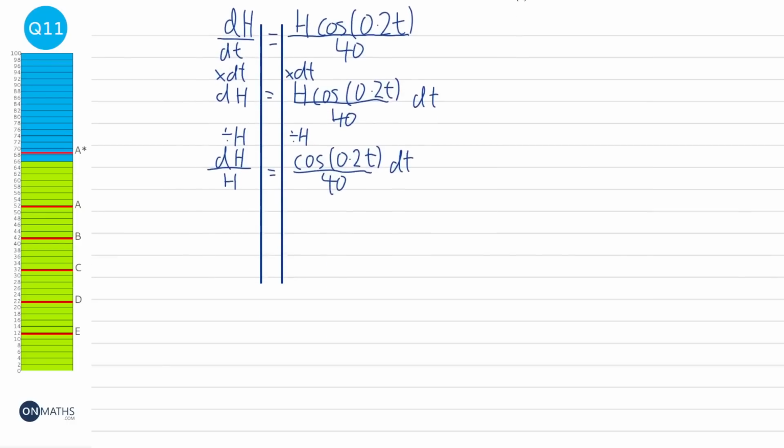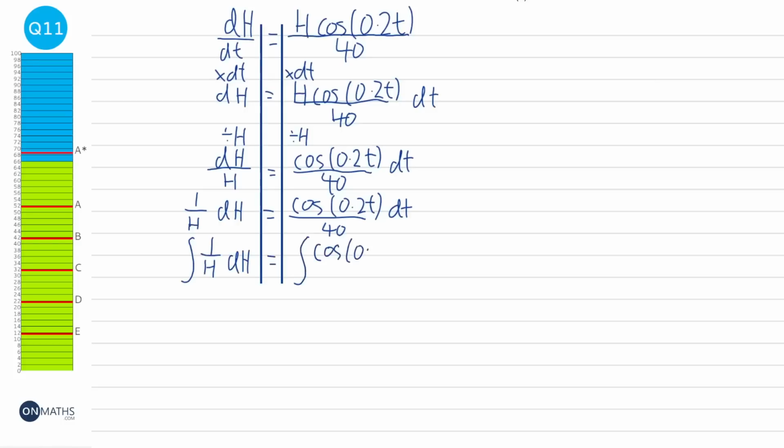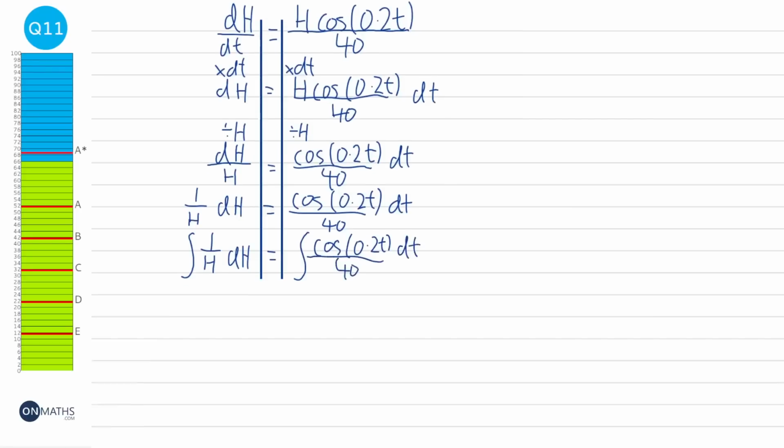Now it's more useful probably to write that left hand side as 1 over h dh, because we can see that we can then integrate both sides with respect to h on the left and t on the right. So we're going to integrate 1 over h with respect to h, and we're going to integrate cos 0.2t over 40 with respect to t. Need to add some more lines.